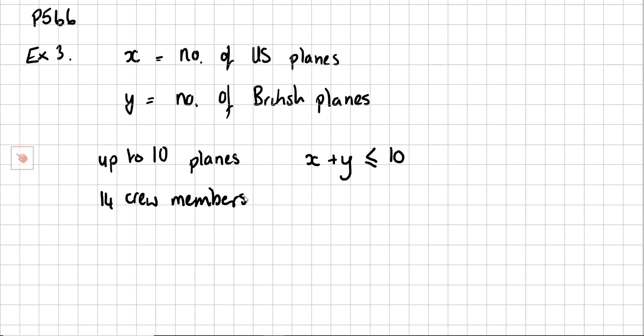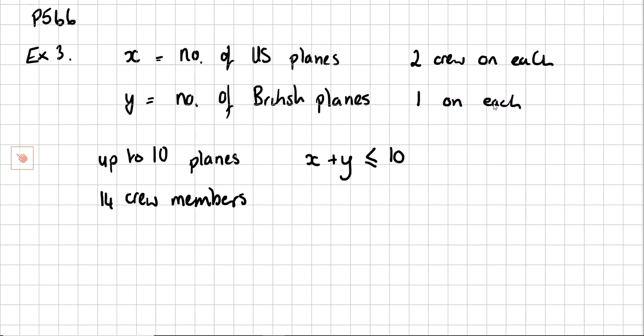Exactly what Sienna said. 2x plus y. But why? Because there are 2 crew members needed per US plane, so that's why it's 2x. And then for y, there's only 1.